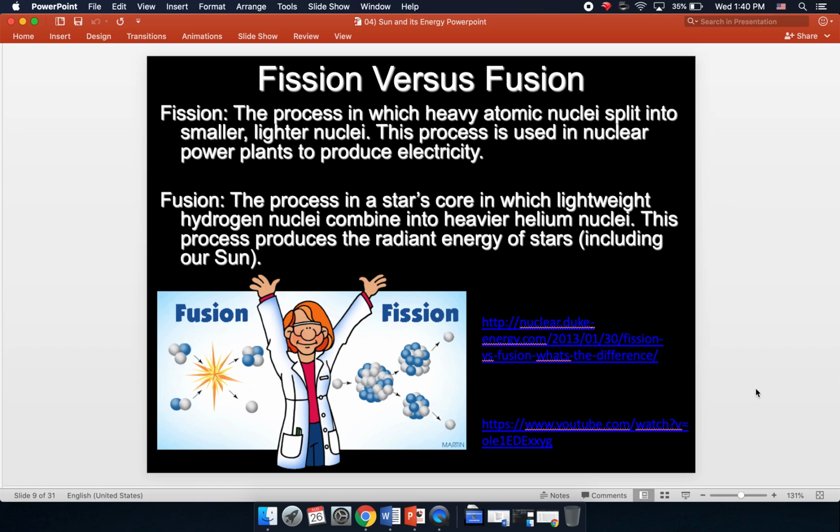But just remember, the main difference between fission and fusion is that with fission, you're splitting atoms to release energy. With fusion, you're joining atoms to release energy.